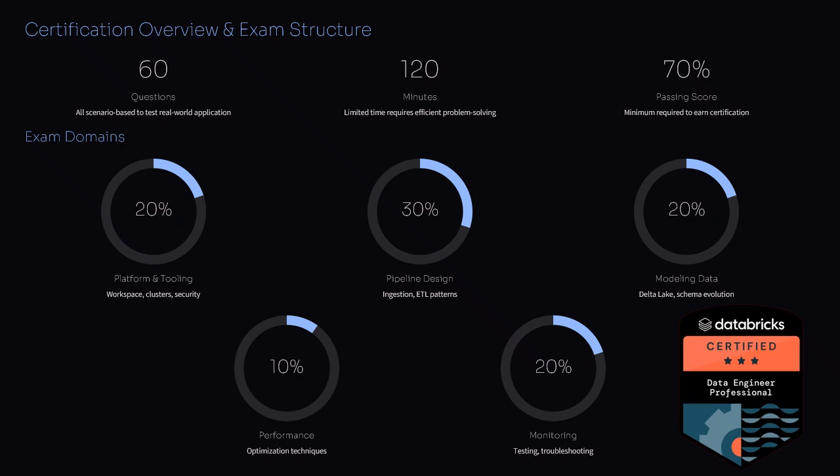So in this exam, you're probably going to see around 60 to 65 scenario-based questions, and you'll have around 120 minutes. You need at least a 70% to pass the exam. The exam covers 5 key domains: platform and tooling, pipeline design and development, modeling data, performance and optimization, and monitoring and testing, weighted accordingly. Focus areas include hands-on skills like schema evolution, partitioning, cluster configuration, and troubleshooting.